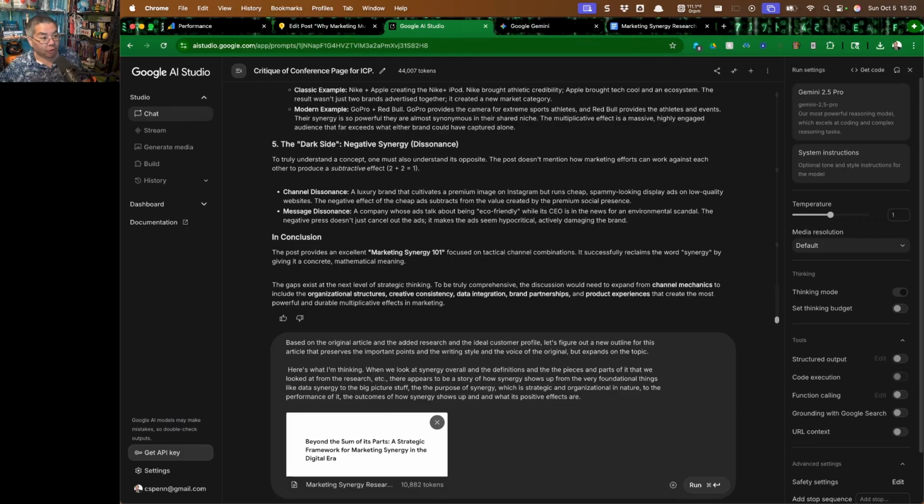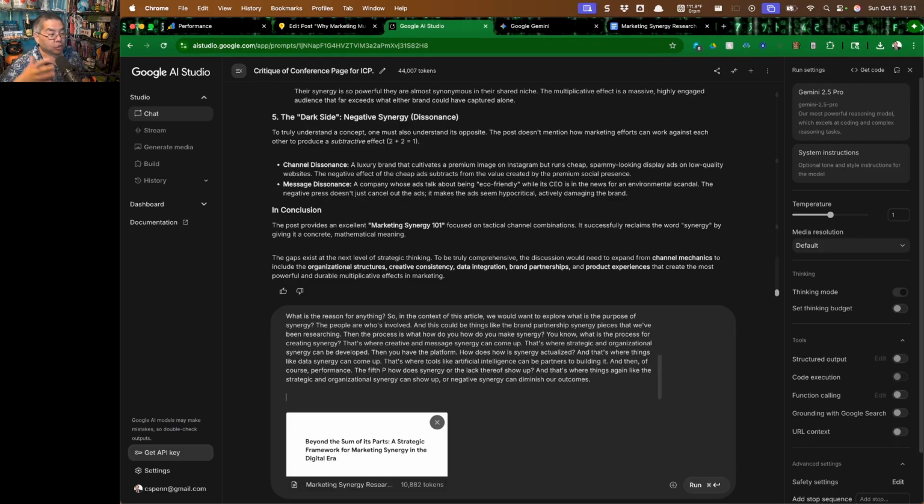And then, of course, performance, the fifth P. How does synergy or the lack thereof show up? And that's where things, again, like the strategic and organizational synergy can show up, or negative synergy can diminish our outcomes. So let's create an outline about synergy in marketing that follows the 5P framework and show the outline in full.